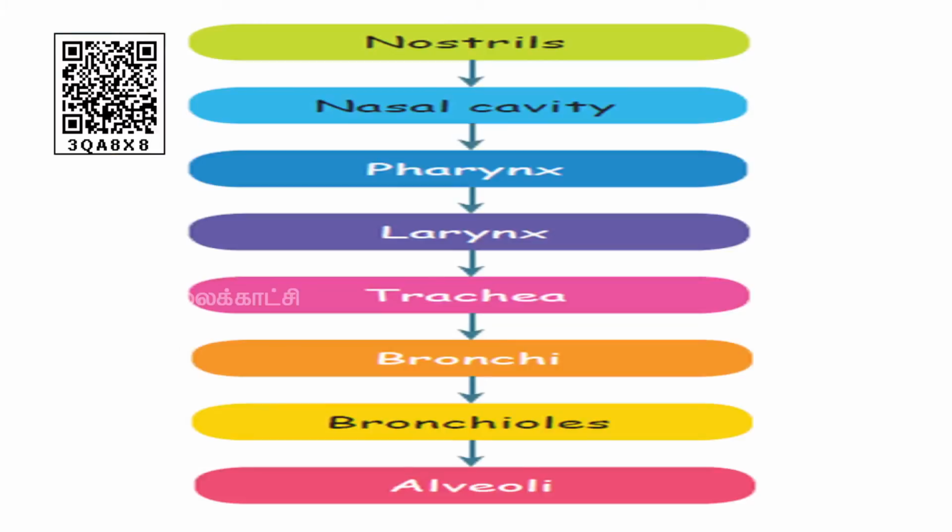Okay, children. Can you say the flow chart? How does our respiratory system work? Yes. It passes through the nostrils, it reaches the nasal cavity, and it reaches the pharynx, larynx, and it reaches the trachea, bronchioles and alveoli. Okay, children. Thank you.